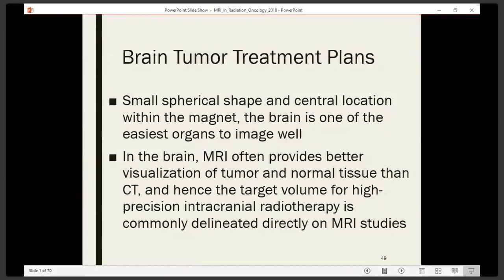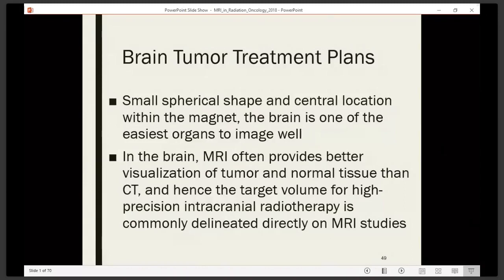So what I want to do for the remainder of this talk is just talk about specific areas of the body you might want to be using MRI for your treatment plans to give you a sense of the different types of issues you have to address for each type of body part you're imaging.